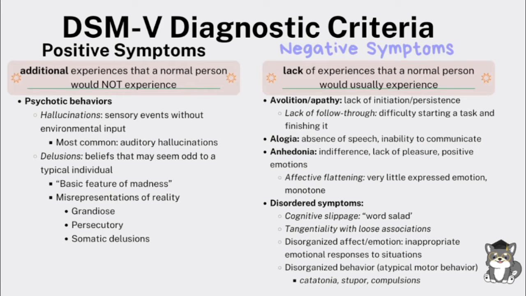A person can also have disorganized affect or emotion, which means that they might have inappropriate emotional responses to varying situations. This might look like someone at a funeral who is laughing rather than crying. A person can also have atypical motor behavior. This might look like catatonia, which is the act of not being able to move or communicate, sort of frozen in stance. It can also be stupor, which is a state of being almost unconscious. And the person can also exhibit compulsions, which can look like rocking back and forth.